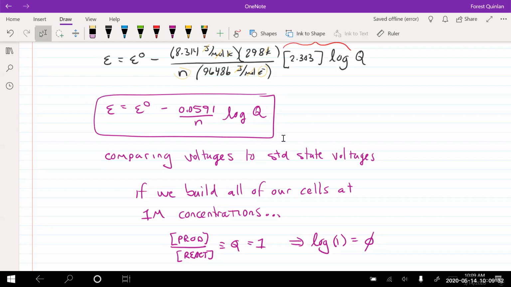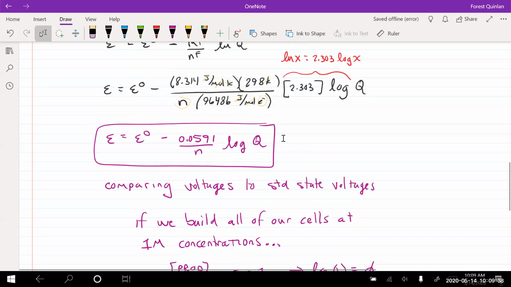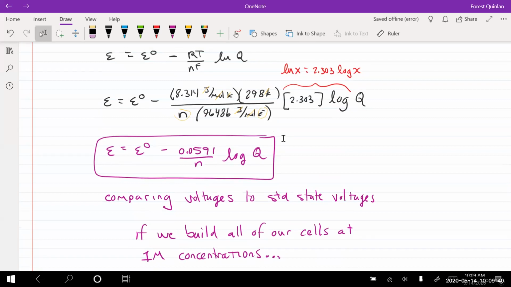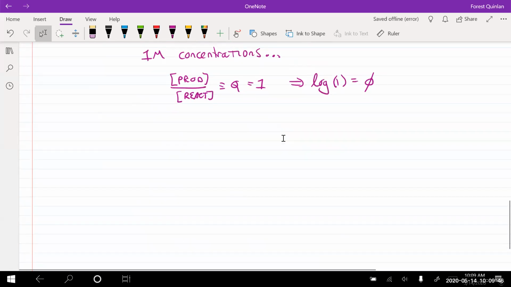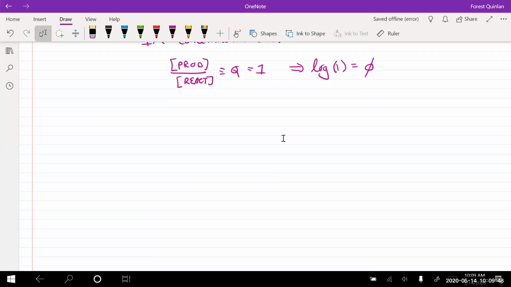Okay. So, go ahead. What's the 2.303 conversion between natural log and base 10 log? That's how you convert between the two. That's just the mathematical conversion for it.